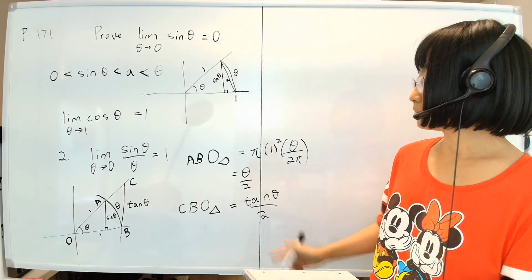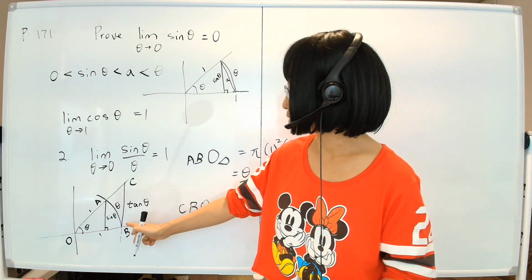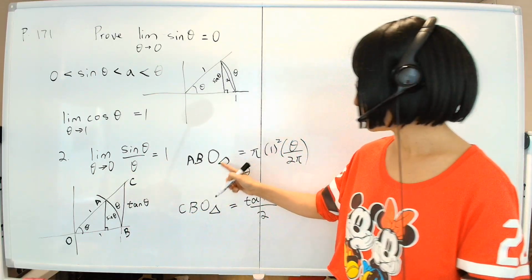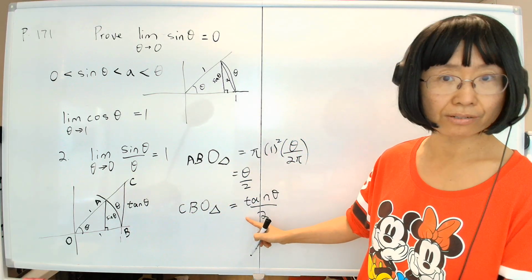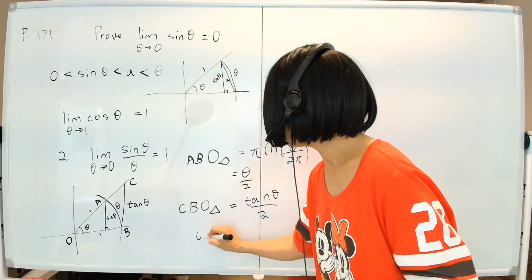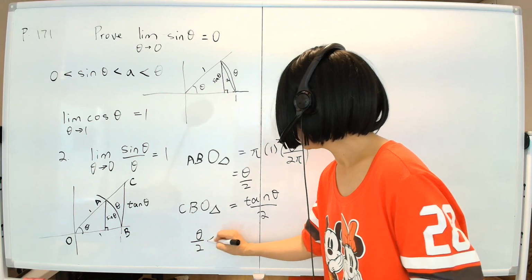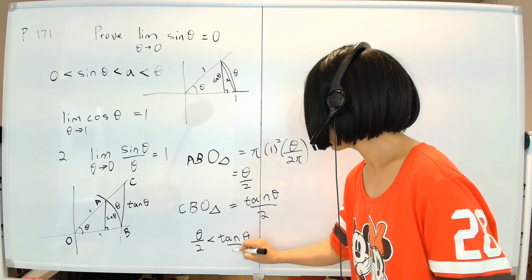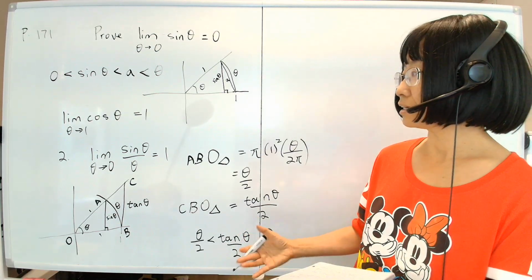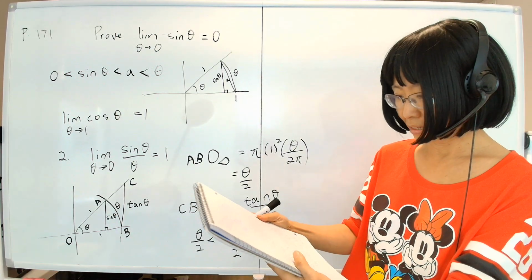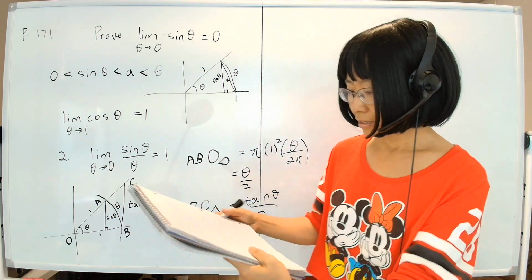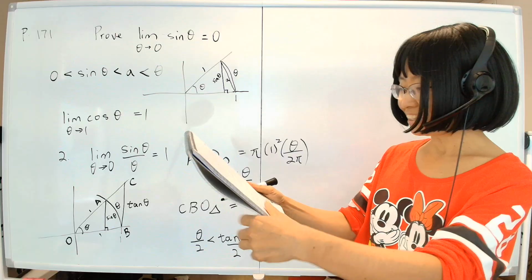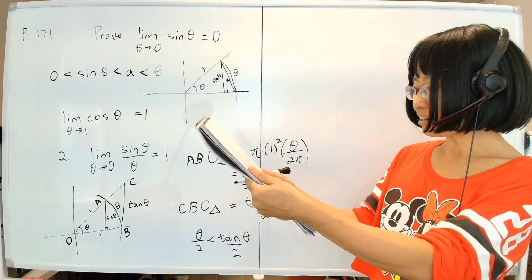So the argument is that the sector is completely enclosed in the triangle, which means this area is less than this area. So theta over 2 is less than tangent theta over 2, and therefore theta is less than tangent theta. And that's what we were trying to prove, and that your book says is obvious. Well, this is not obvious to me. But we are done with it.